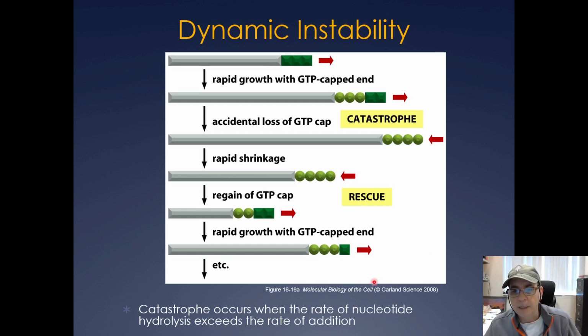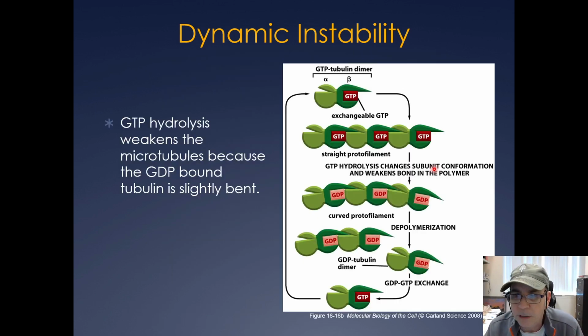Okay, and so catastrophe occurs basically when the rate of nucleotide hydrolysis exceeds the rate of addition. Okay, and the reason it becomes unstable is it undergoes a small conformational change.